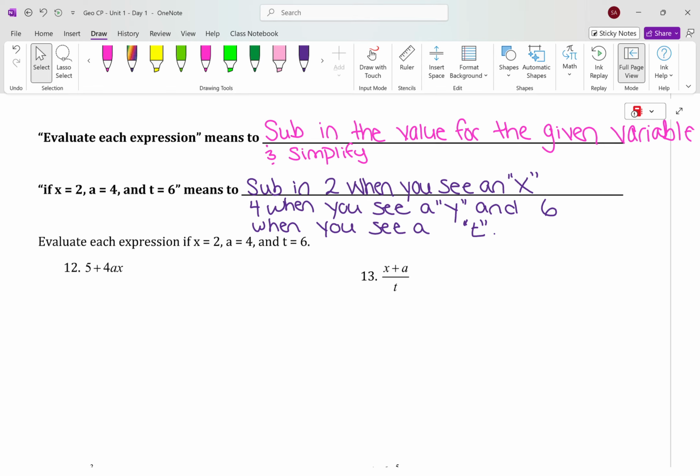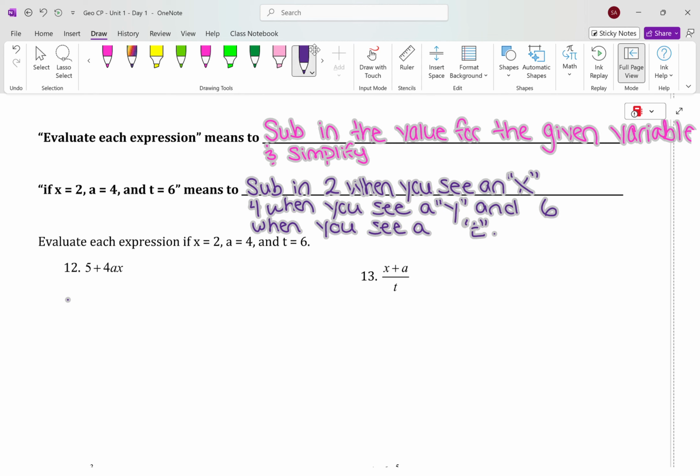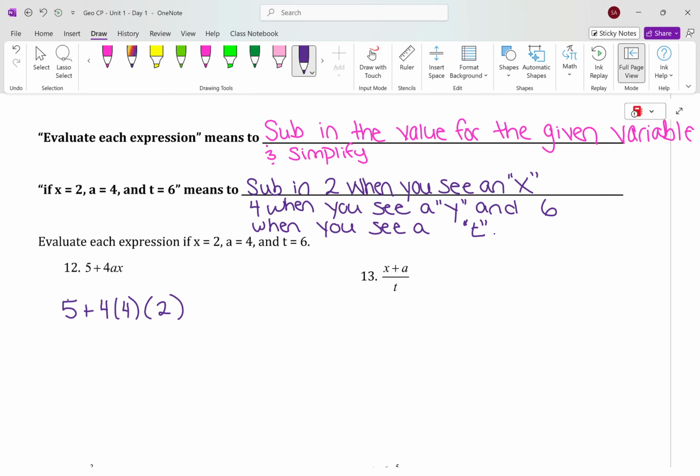So here I have 5, nothing to do with that. I have an a and an x. So I have a value to substitute in for a, and a value to substitute in for x. When you have two variables right next to each other without any operation sign between them, what operation is implied? Excellent. This is multiplication. So this is saying 5 plus 4 times a. Well, we said a is 4, so I'm going to show parentheses to show my multiplication. And then it says x is 2, so then we're going to say times 2.